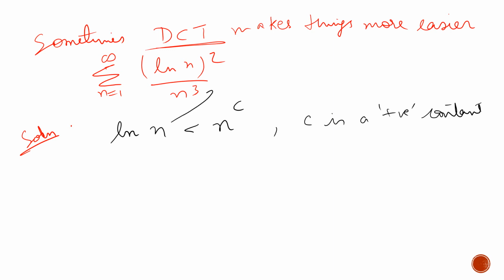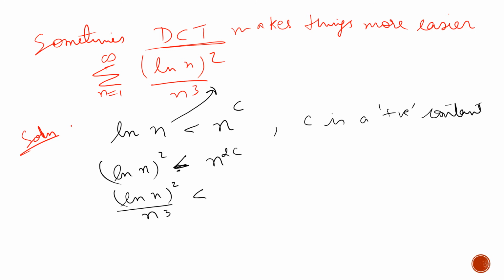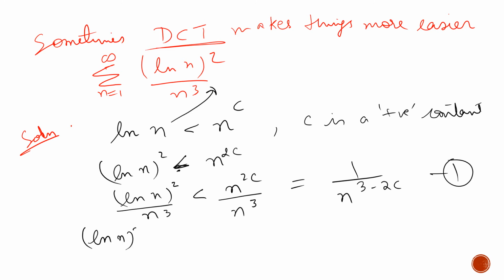So I want to make this somehow, so I'll square it first. So this will be less than, and then I'll divide it by n cube, which is equal to this. So now we can write that this is less than this. This is my equation number 2.